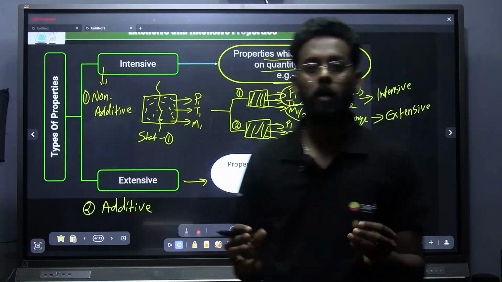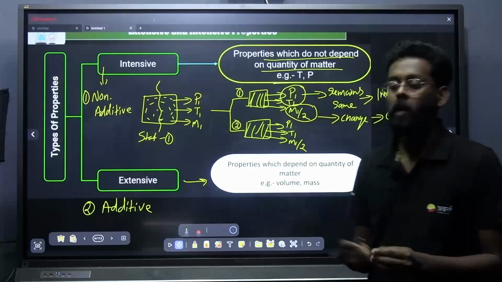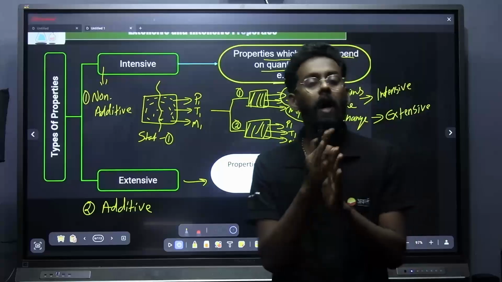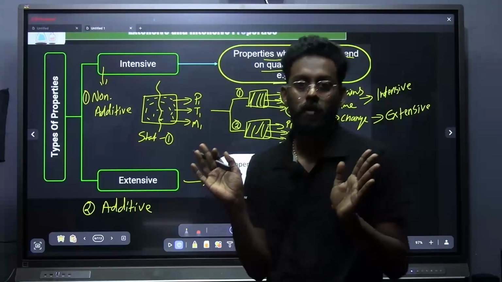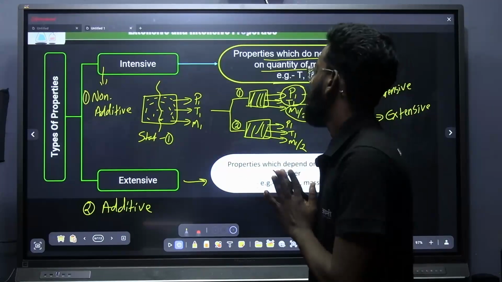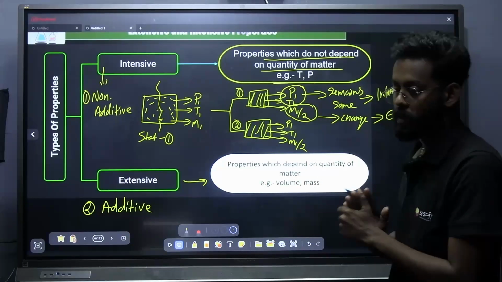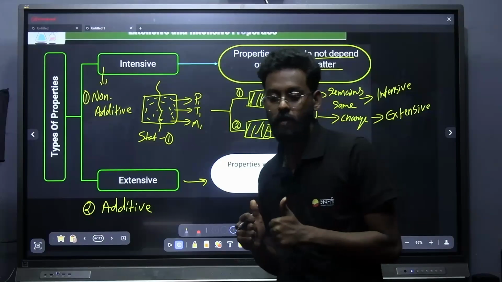If I am adding two extensive properties, I will be getting the sum of it. But if I add two intensive properties, I won't be getting the sum of it. That is additive and non-additive. So this is the summary of intensive and extensive property. Hope you got an idea about intensive and extensive.